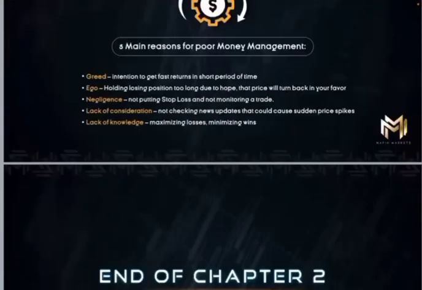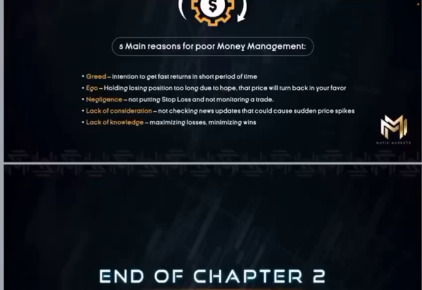Money management. Let me give you 5 main reasons for poor money management. First of all, greed: the intention to get fast returns in a short period of time. Yes, Forex can give you big returns, but please control your greed. Keep your ego in check. Holding a losing position too long due to hope that the price will turn back in your favor is risky. Negligence: not putting a stop loss level or not monitoring a trade, being preoccupied with different things.